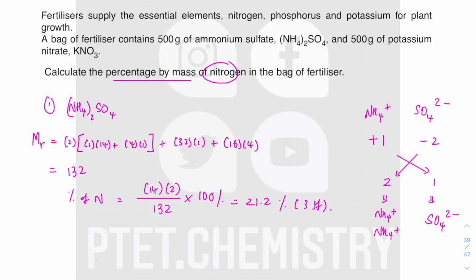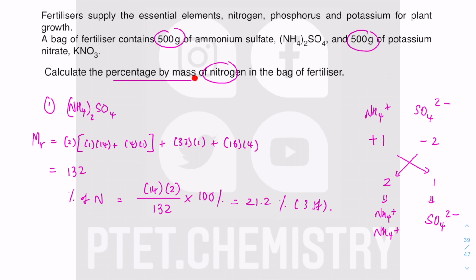But what are we doing, by the way? Both of them have the same mass. So I guess what I should do is, they want the percentage by mass of nitrogen in the bag of fertilizer. I wonder if I do need to use the 500. Well, I know that out of the 132, 14 times 2, so 21.2% is nitrogen.